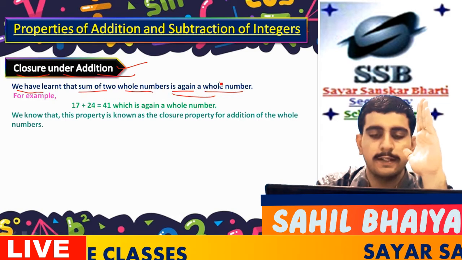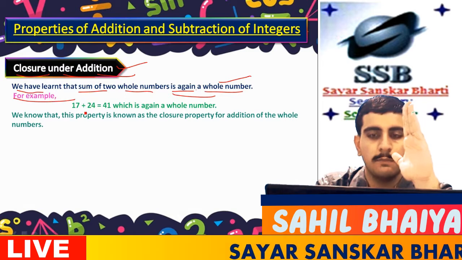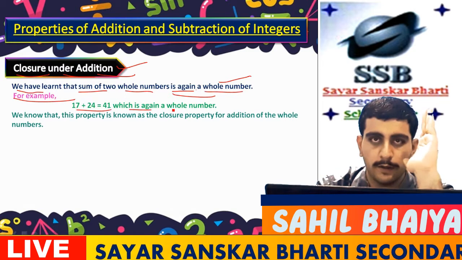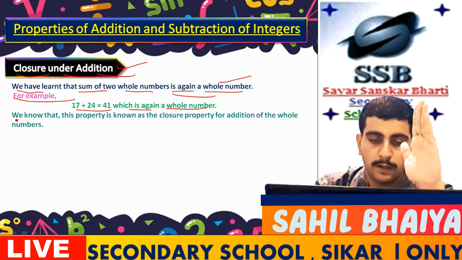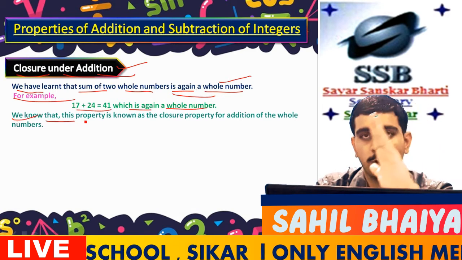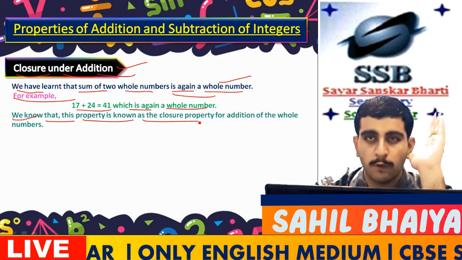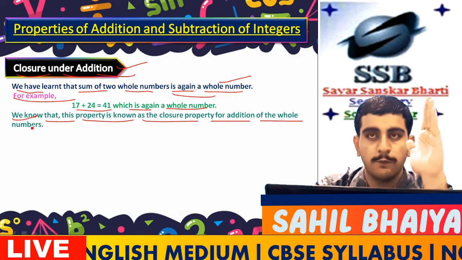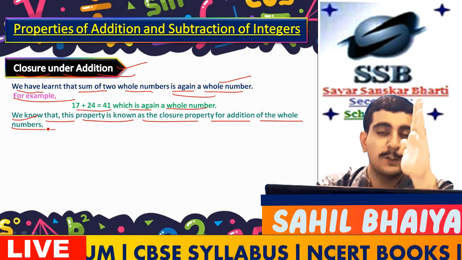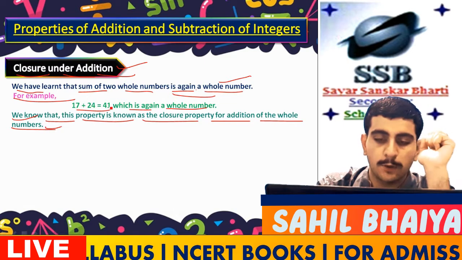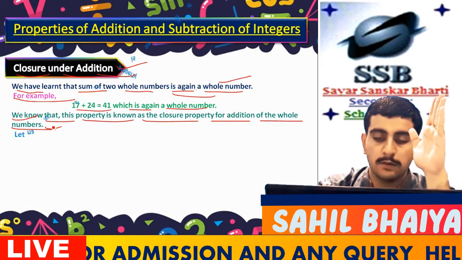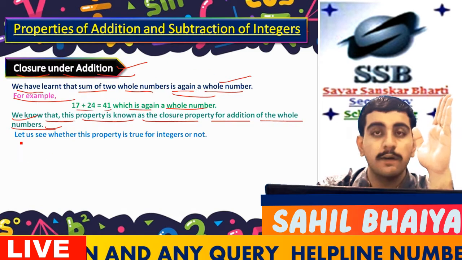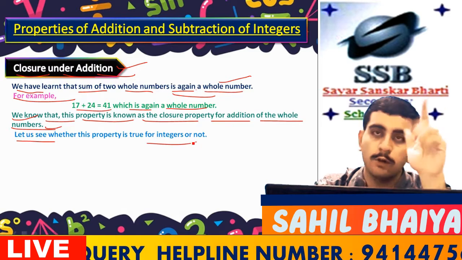For example, you can see that 17 plus 24 equals 41, which is also a whole number. It means this statement is true. So the closure property is shown under addition in the concept of whole numbers. But is it also the same for integers? Let us see whether this property is true for integers or not. There are two observations. The first one I already did, and the second one you have to check.